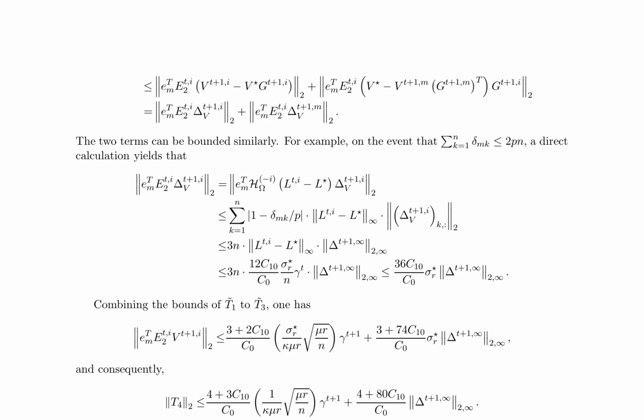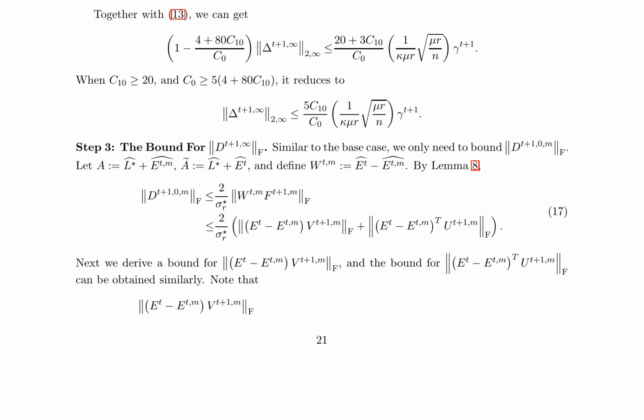The authors first bound the term \tilde{T}_1 by using an inequality involving \tilde{e}_m, v_{t+1}, with constants 2, c_{10}, c_0, sigma_r, kappa, mu_r, gamma_t^{1/2}, plus 3 plus 74 c_{10} c_0 delta_{t+1,\infty}.